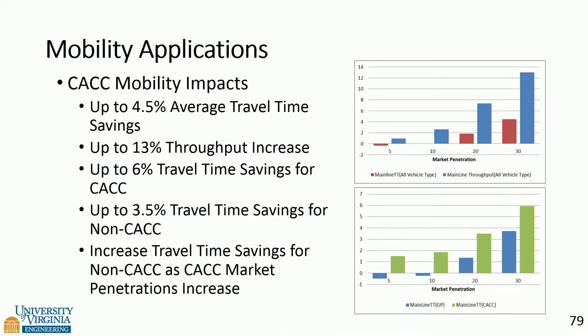Obviously, are we going to get 100% connected and automated vehicles in years soon? A lot of people expect that this will happen on a dedicated lane first, with the majority of the cars doing it. At least we would have one whole corridor providing huge throughput for the system.